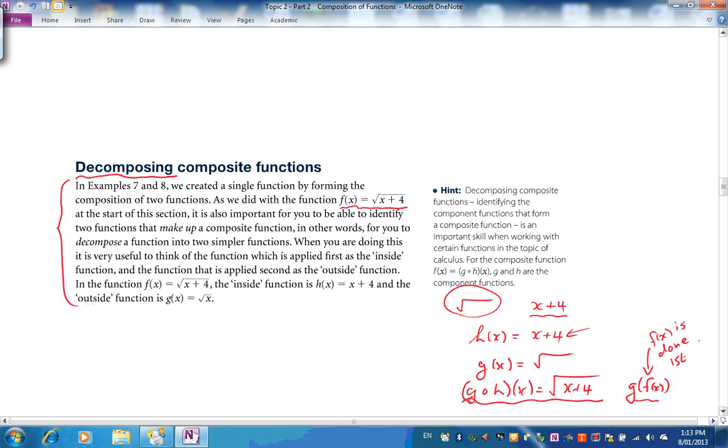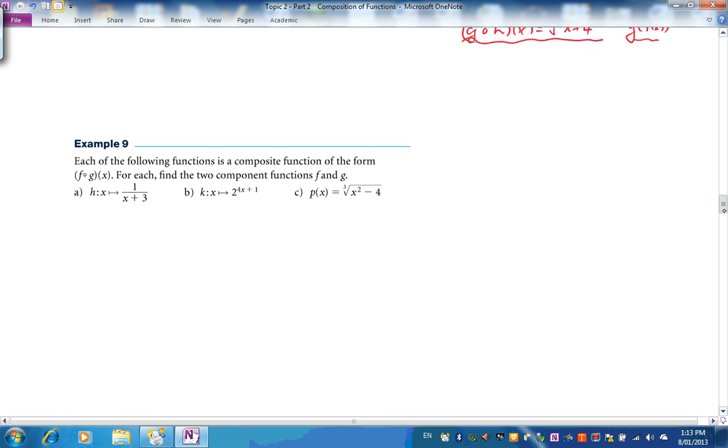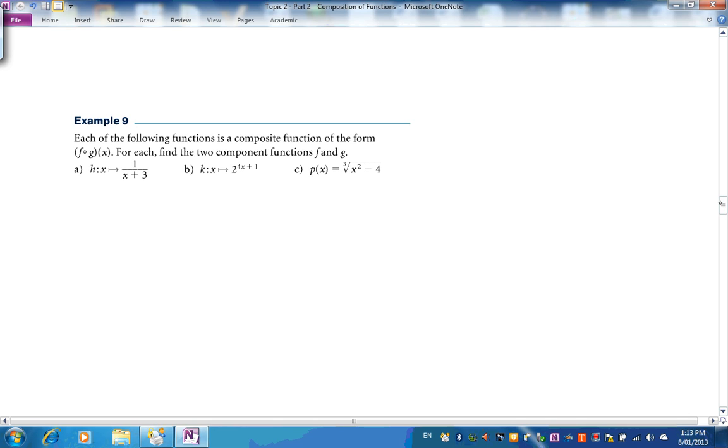Right, you might like to pause the presentation, perhaps read some of the work there and think about it. Let's move on then to another example. Example 9. Each of the following functions is a composite function. For each, find the two component functions f and g.